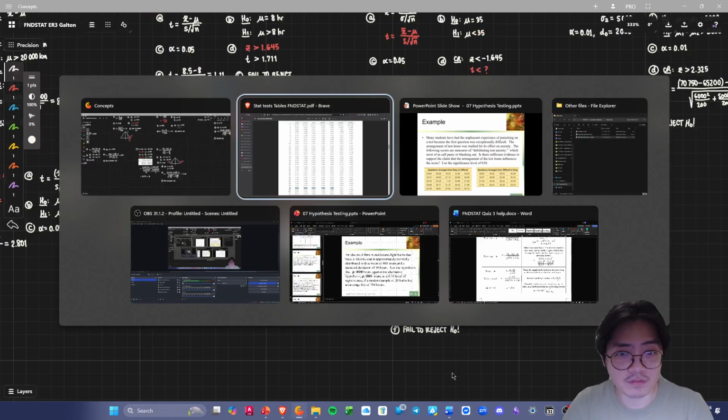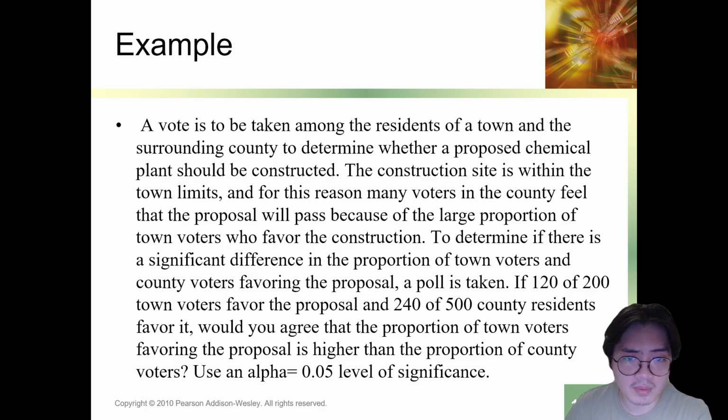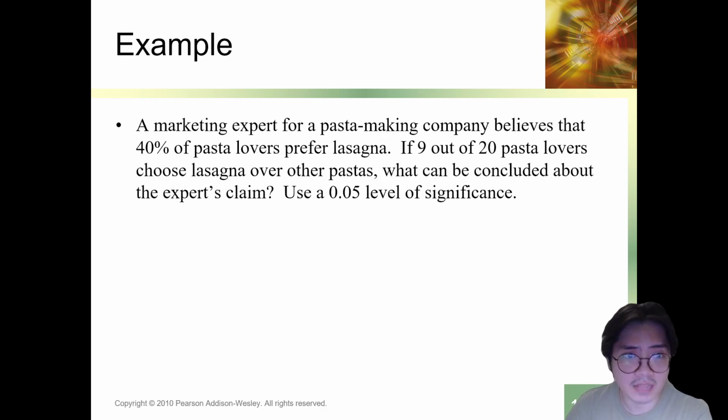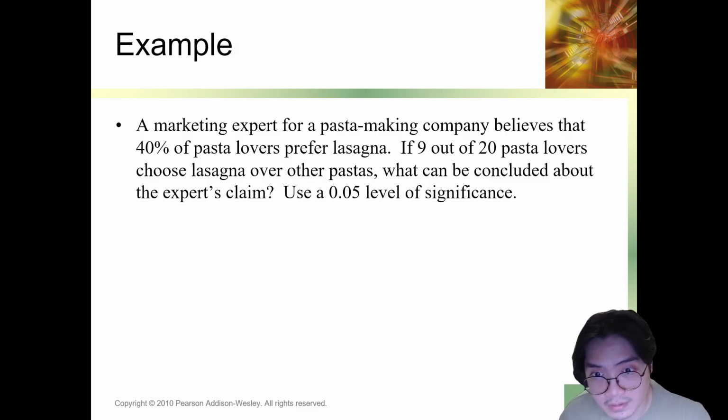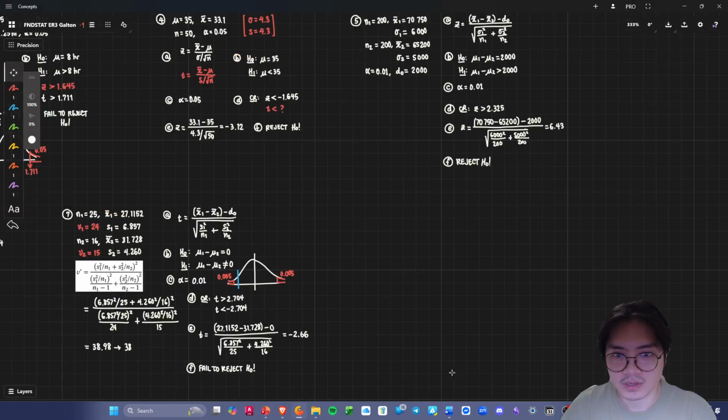Your number 7, and for the last three, I think yeah, we're going to have tests on proportions. I remember doing this. Those are our last three. A marketing expert for a pasta making company believes that 40% of pasta lovers prefer lasagna. If 9 out of 20 pasta lovers choose lasagna over other pastas, what can be concluded about the expert's claim? 0.05 level of significance. Here again, there's no mention of greater than or less than. Therefore, you're going to default to a two-tailed test.